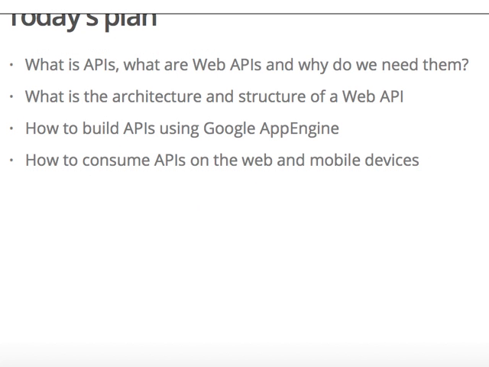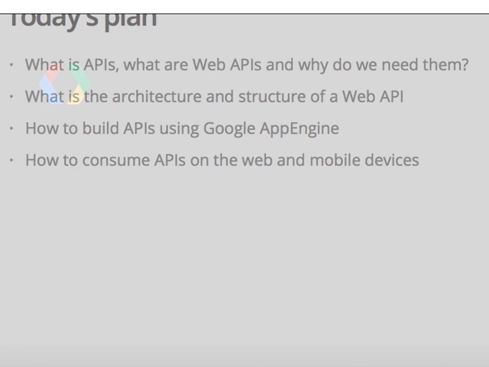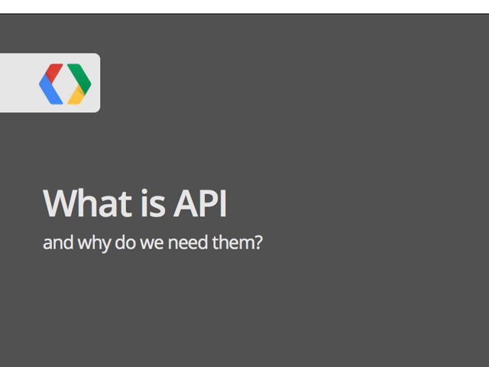So, today's plan. First we're going to discuss what APIs are in general, and what web APIs are in particular. We will talk a little bit about the structure and architecture of a web API and what it takes to build it. Then we will move on to how you can build APIs using Google Cloud Endpoints on Google App Engine. And finally, we will touch on consuming this API, so building API clients. Hopefully we'll have enough time for this. Right, off we go.